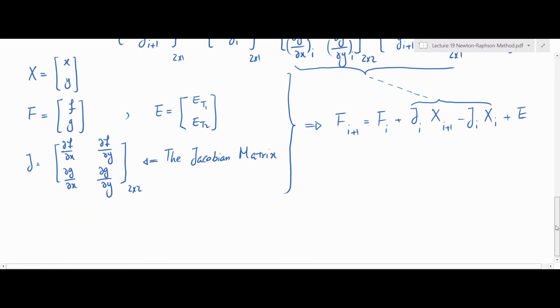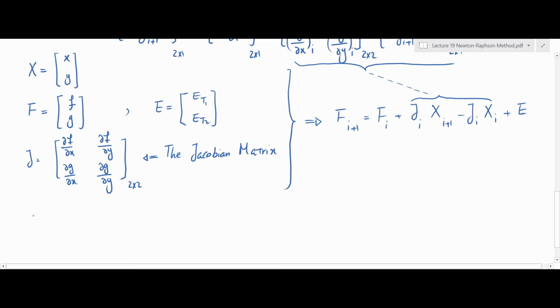And now I just rewrite the equation, but this time I don't want to include the errors. So instead of the equation sign, I use the approximation sign. And I just remind you that we want to use this formula in the Newton-Raphson method so we can estimate the roots for the function capital F. So ideally at x i+1 and y i+1, the value of the function will be 0.